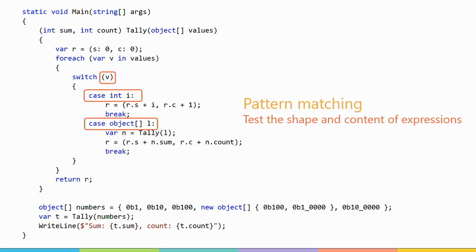You can name your patterns. So if v is an int, call it I, and then you can reference it down here. Same with the object array, you can call it L, and then you can do things with it down here. Does that make sense? Everyone got that? All right.